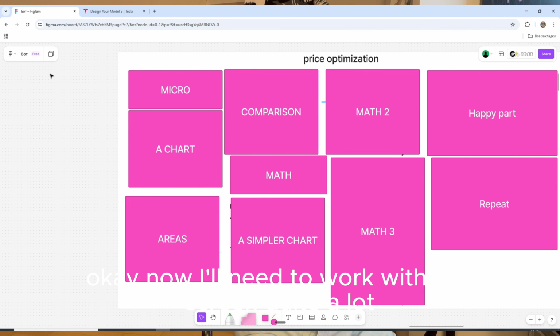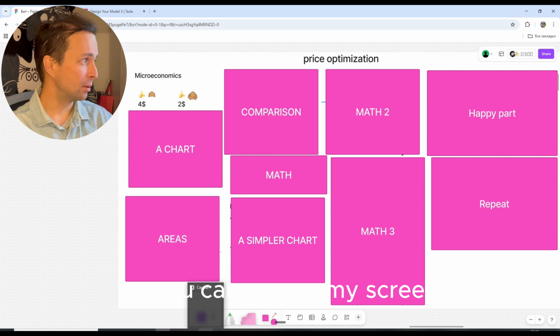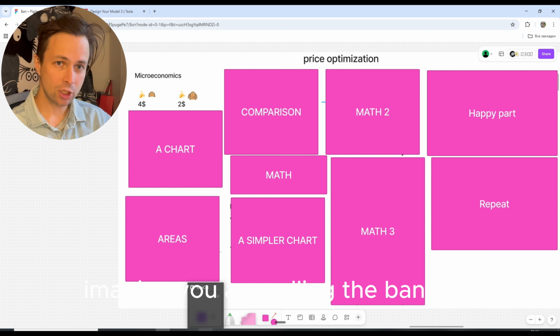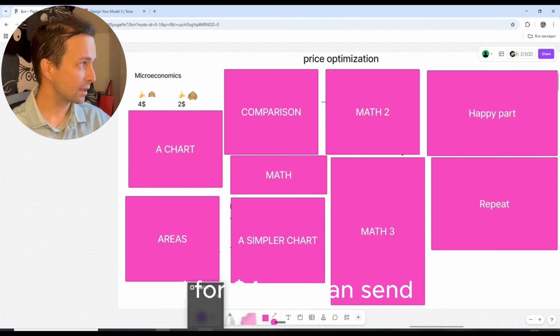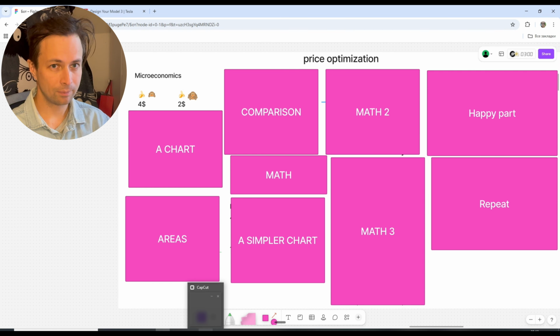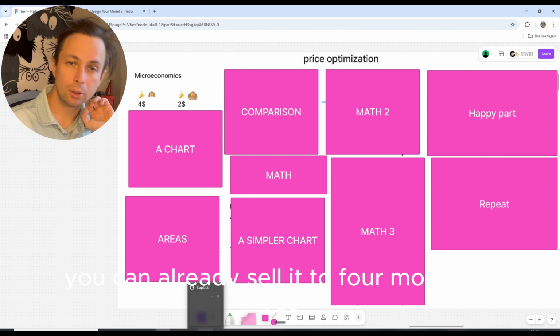Okay, now I'll need to work with my screen quite a lot because we are going to jump into the mix of product management, microeconomics, and even a little bit of math. As you can see on my screen, I started with a very simple example. Imagine you are selling bananas, and for $4 you can sell your banana only to one monkey. But when the price of a banana is $2, you can already sell it to 4 monkeys.